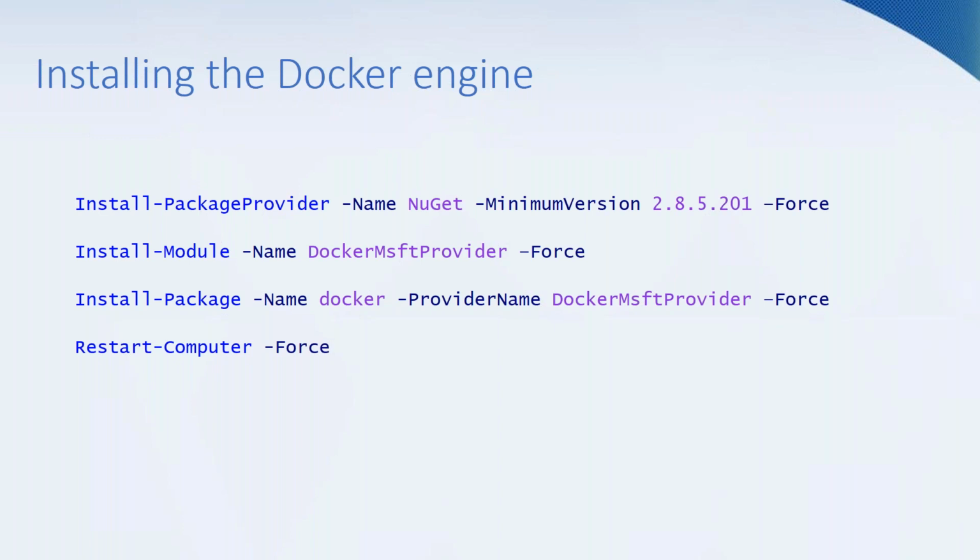So you run the install module for the Docker MSFT provider, hit execute, wait for that to install, and then we are good to go installing the Docker engine. So we run install package named Docker provider, the MSFT provider, hit execute, wait for that to complete, give our server a bounce, and then we have installed the Docker engine. Simple as that. Once the server comes back up, we do need to do a couple of checks.